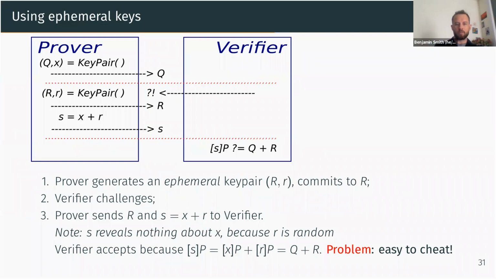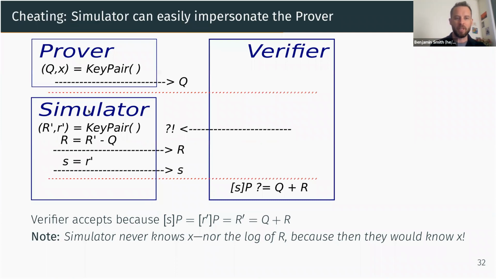If the verifier gets this, they'll be like, all right, that's definitely the sum of the discrete logs of these two things. They don't know these. How do you cheat with this? Okay, you're the simulator now. The public key has already been published by the prover in the past. The verifier challenges, and you step in and you impersonate the prover.